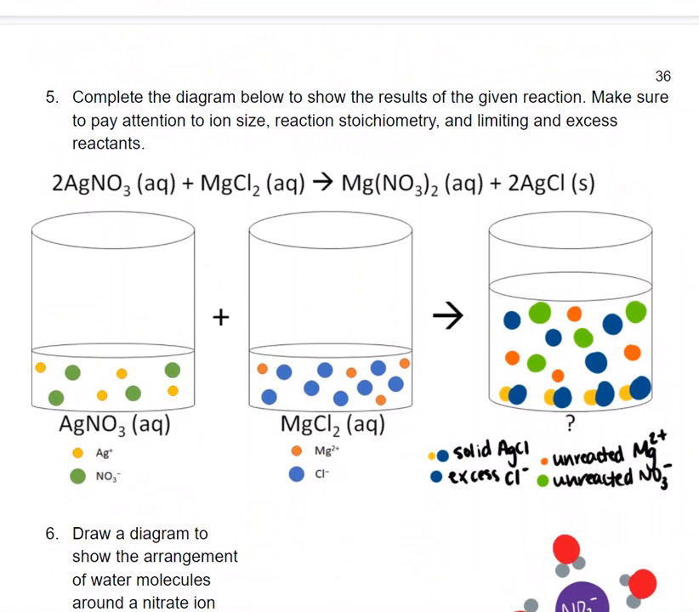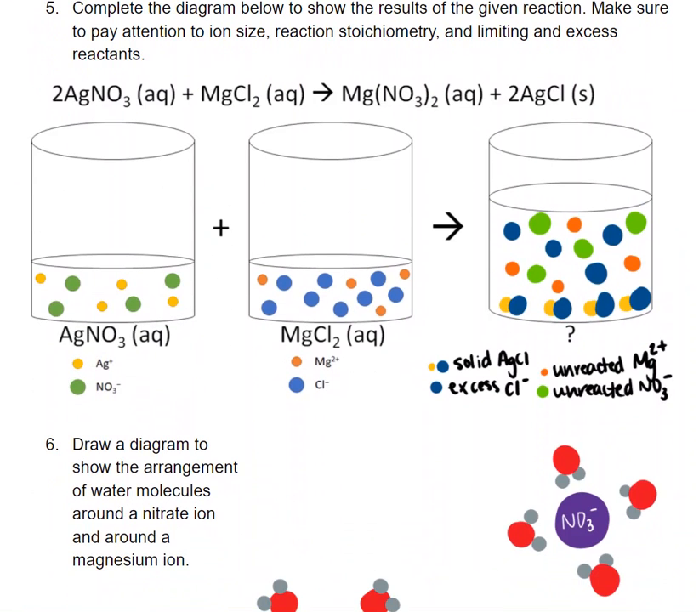In this diagram, we need to show a lot of things. We need to show reaction stoichiometry, limiting and excess reactants. We also need to make sure that we show correct ion size as well. In this reaction, we're going to have excess chloride.